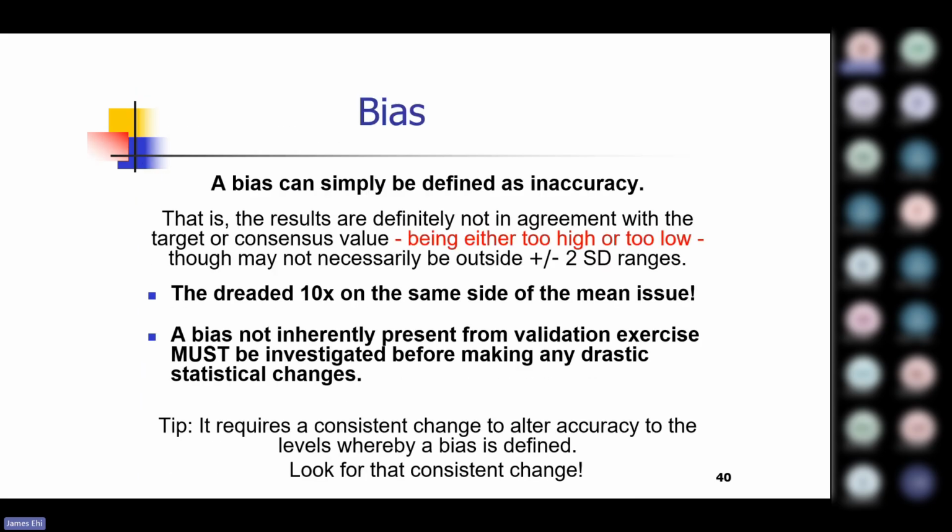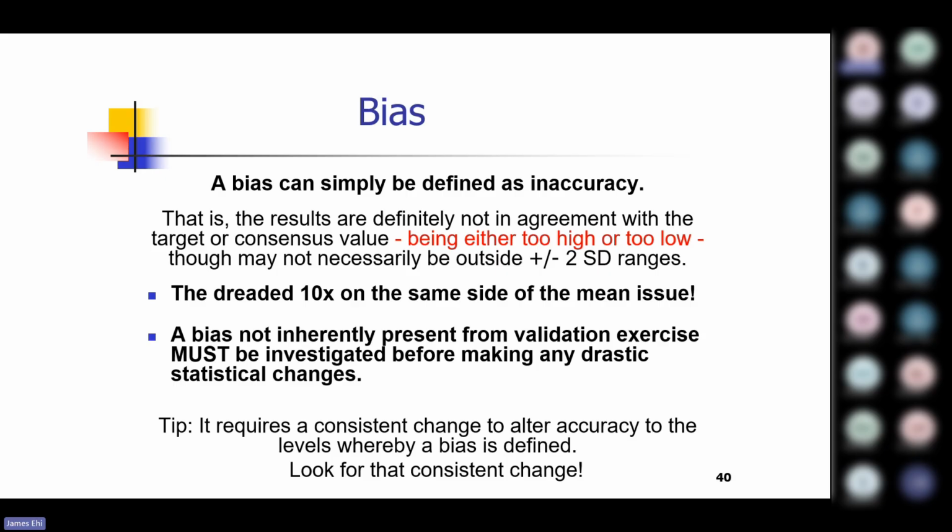Then another major issue you might encounter in your lab is what we call a bias. A bias, simply put, is defined as inaccuracy. That is, your results are definitely not in agreement with the target or consensus value, being either too high or too low, though may not necessarily be outside the 2SD, just as we stated in the 4-1S rule and the 10X rule. So the dreaded 10X rule on the same side of the mean is an example.